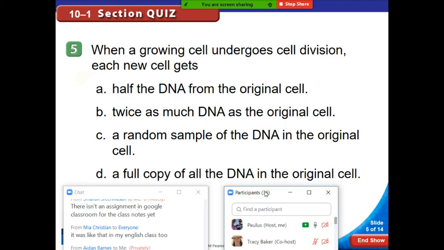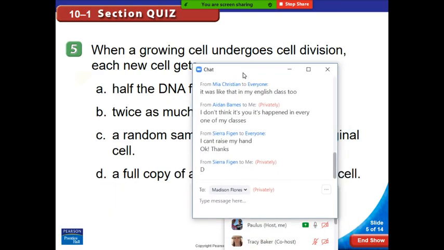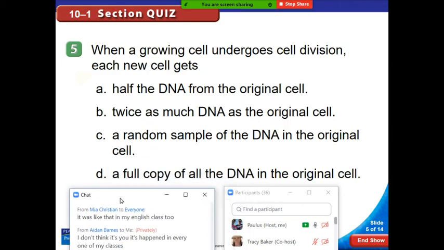Anytime. Is it A? Nope, they don't get half the DNA. That would be meiosis. They get half the DNA from the mom, half the DNA from the dad. Not mitosis, though. Somebody else give it a shot. Good, Sierra. Yeah, Sierra used the chat.